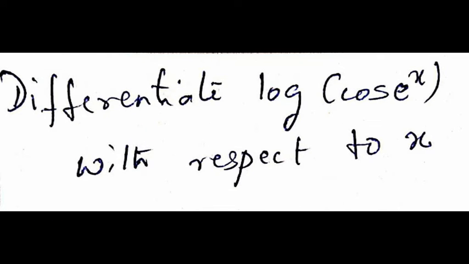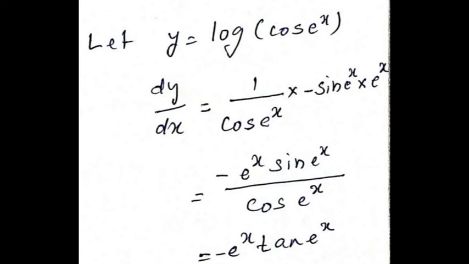Differentiate log of cos e raised to x. Derivative of log x is 1 upon x, derivative of cos x is minus sin x, and derivative of e raised to x is e raised to x. Therefore, we get minus e raised to x tan e raised to x.